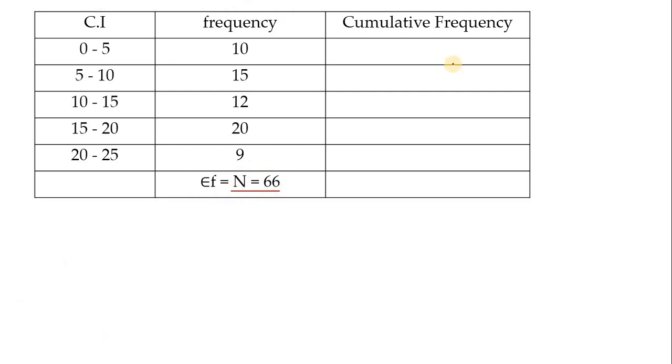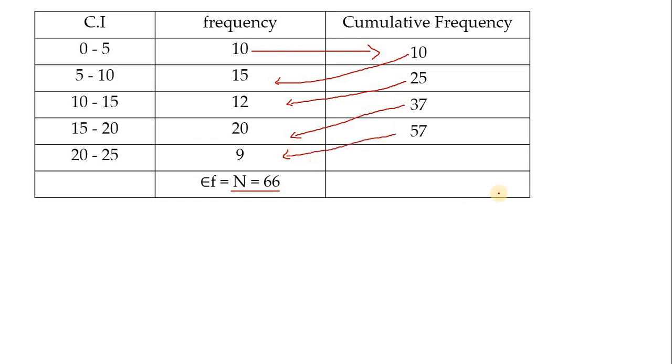After that we have to find the cumulative frequency, and it's very simple how to find it. The first number you write as it is, this number write as it is, and for this 10 add this 15, we get 25, and this 25 add to 12, we get 37, and 37 add to 20, we get 57, and similarly add 57 to 9, we get 66. So the cumulative frequency column you have to find whenever you are finding the median. That's a very important thing.